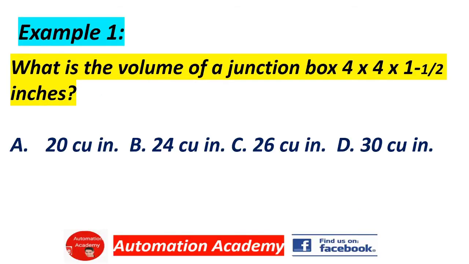Example number 1. What is the volume of a junction box 4 by 4 by 1.5 or 1 and 1/2? A. 20 cubic inches, B. 24 cubic inches, C. 26 cubic inches, D. 30 cubic inches.